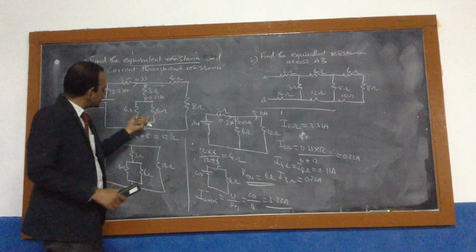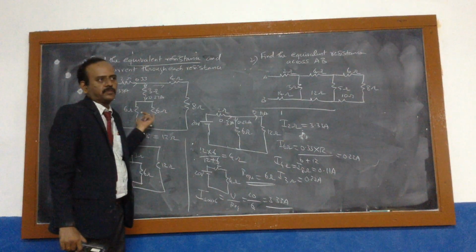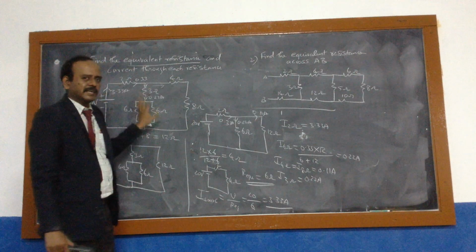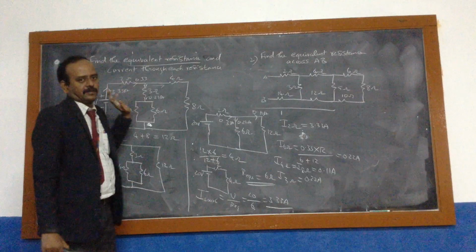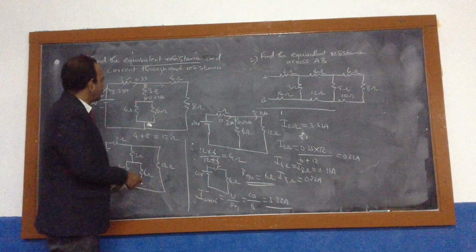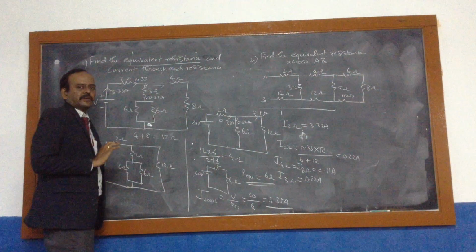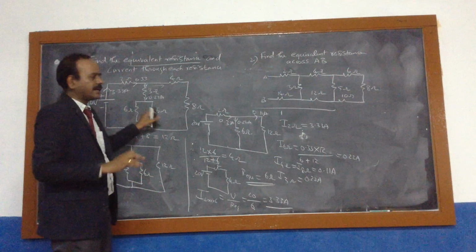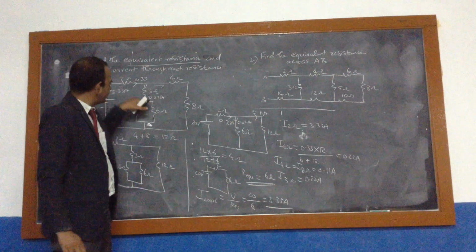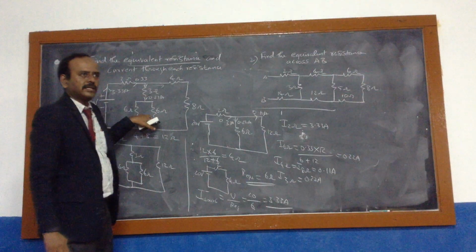But since both resistances are in the same branch, if they are parallel and equal, the current will be equally divided. So you need not apply the current divider. Suppose the resistances are different, then we can apply the current divider. Here the current will be divided equally, since both are equal.